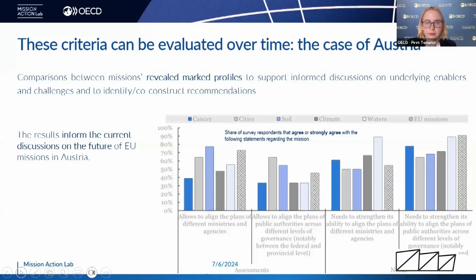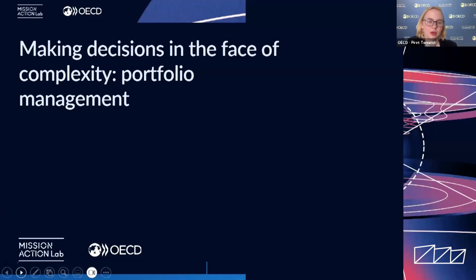And these are the criteria that we have used, for example, to analyze five different missions in Austria, from cities, cancer, climate, and water-related missions, as an assessment or diagnostic to say how you are actually delivering them and what needs to be changed to increase our confidence that the mission delivery, across a variety of mission contexts, actually delivers the results that we want to have.